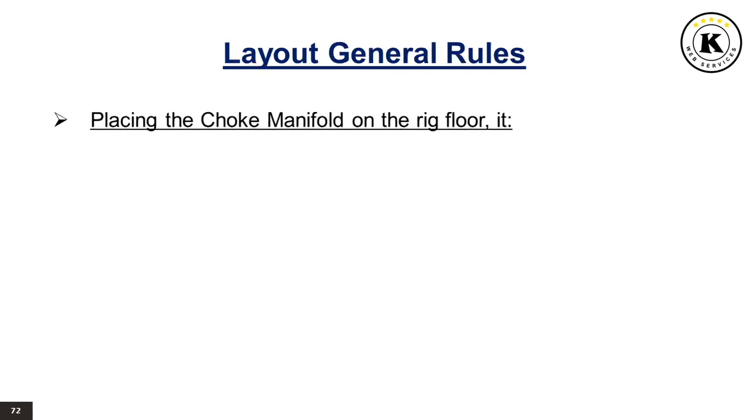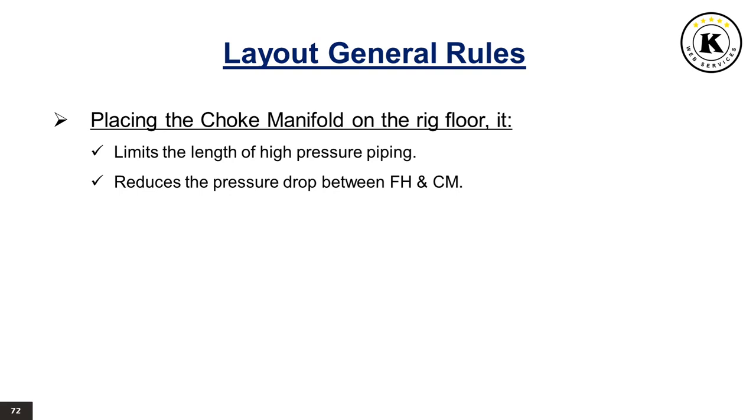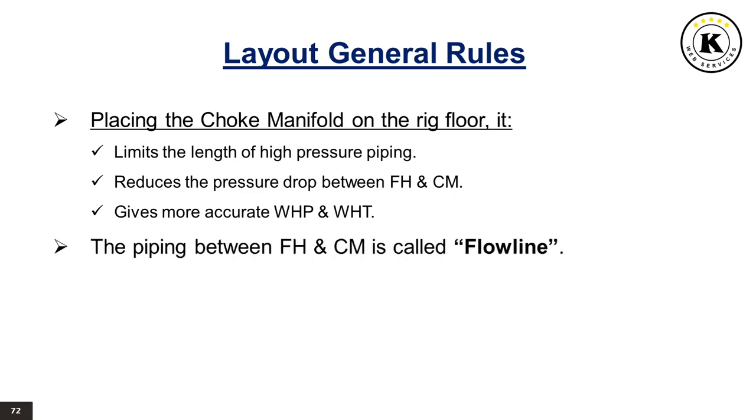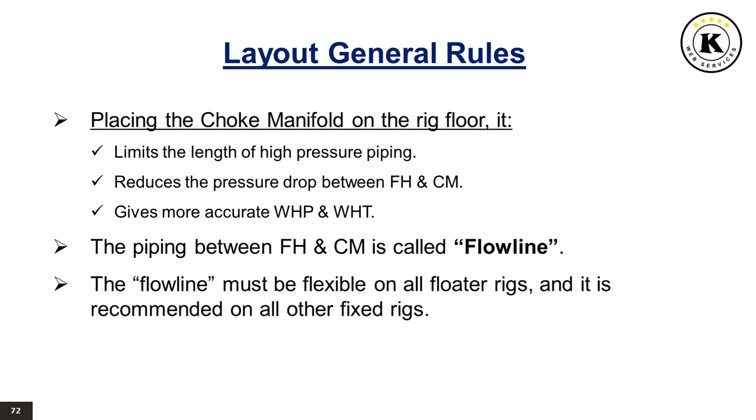Layout general rules. Placing the choke manifold on the rig floor limits the length of high pressure piping. Reduces the pressure drop between flowhead and choke manifold. Gives more accurate wellhead pressure and wellhead temperature. The piping between flowhead and choke manifold is called flowline. The flowline must be flexible on all floater rigs, and it is recommended on all other fixed rigs.